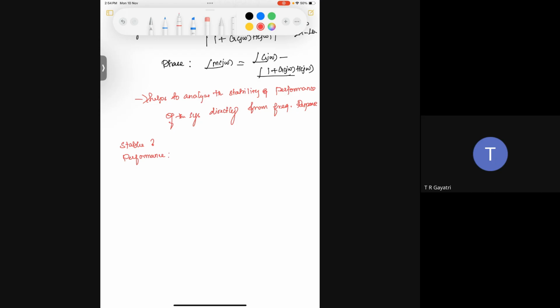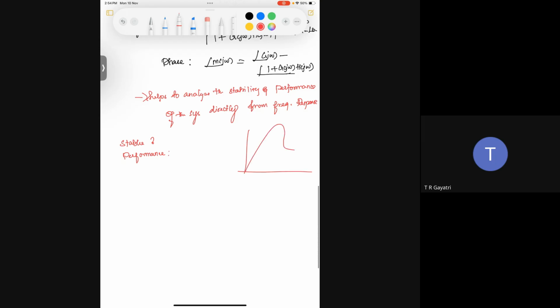So this magnitude and phase criterion will let you analyze the stability and performance from this frequency response directly. In the time domain, I have different things like peak overshoot, peak time, rise time, settling time, and whatnot. These are all different things we have in time domain specifications or time domain responses.